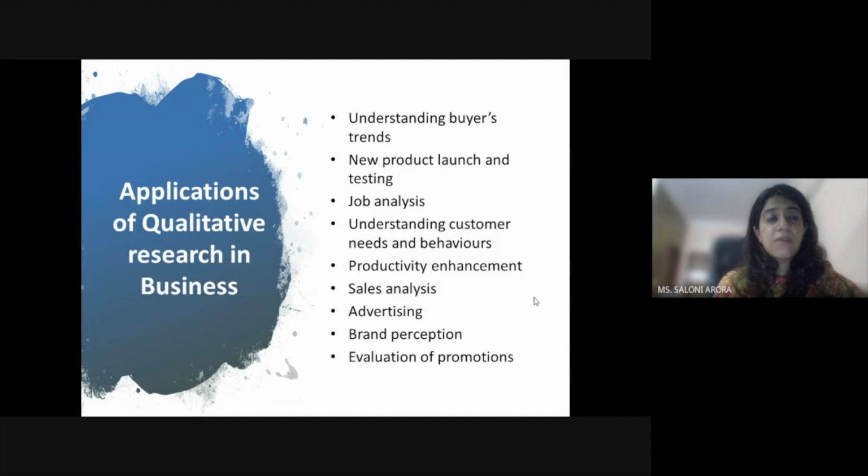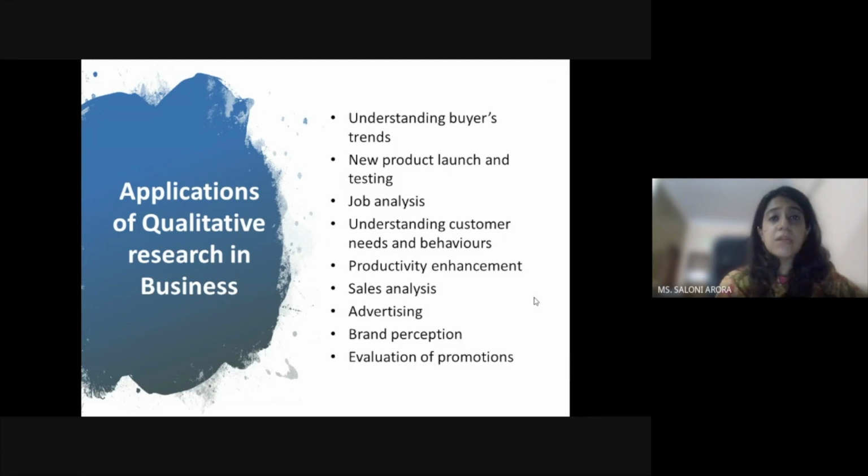Understanding customer needs and behaviors. You see one product today, and then you see that there are thousands of similar products existing in the market. How as a business are you going to create an edge over your competitors? You need to very carefully understand what are the needs, what are the behaviors, what are the tastes and preferences of your customers. You can't identify them by numeric terms easily. You need to know the perception, you need to know the attitude, the belief of the customer. And that is why qualitative research methods are very important here.